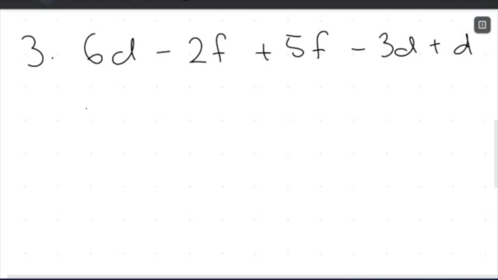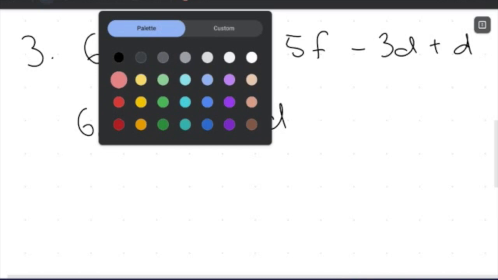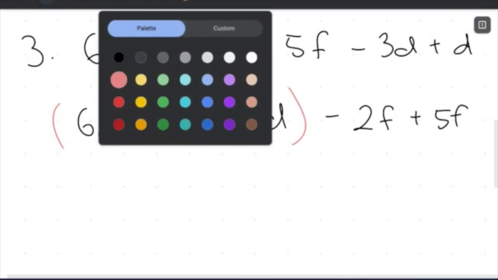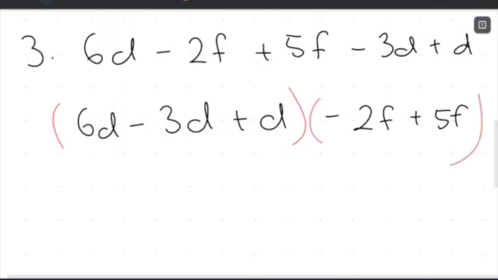Now, I'm going to once again group all my things. So we have 6 lots of d. From that, we're subtracting 3 lots of d, and then we're adding 1 lot of d. Once again, I'm just going to put brackets around these. You don't have to, but this just helps me identify which groups I'm working with. I've isolated my d's here, my like terms, and I'm also going to isolate these here as well, 2f plus 5f. Okay. Just keeping these separate.